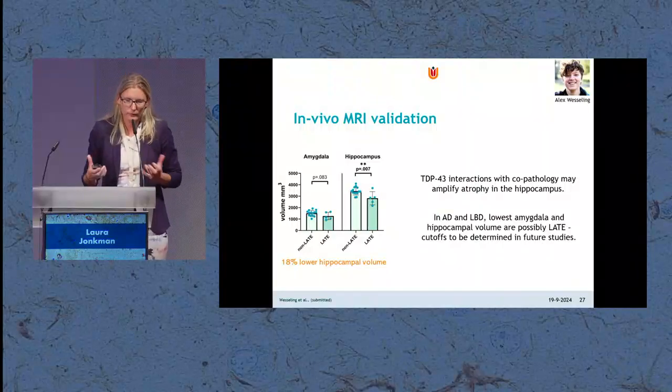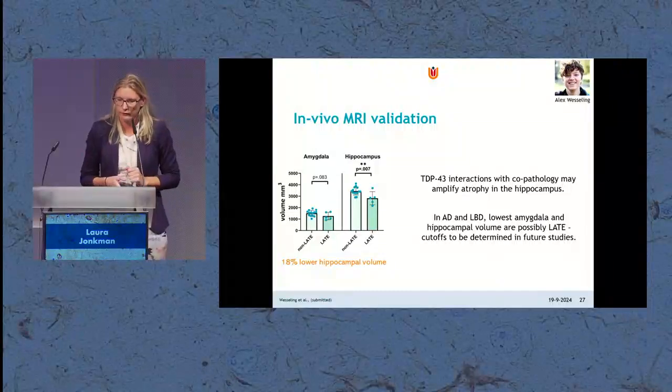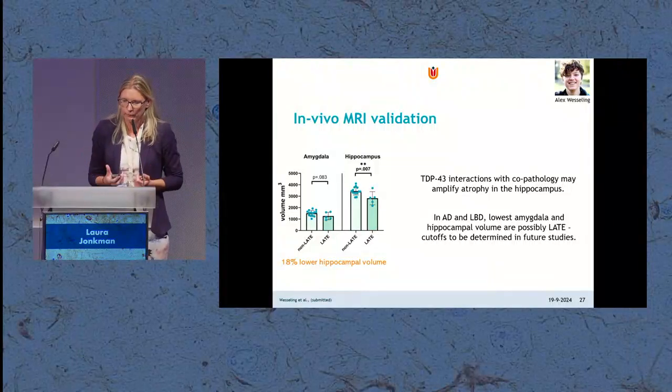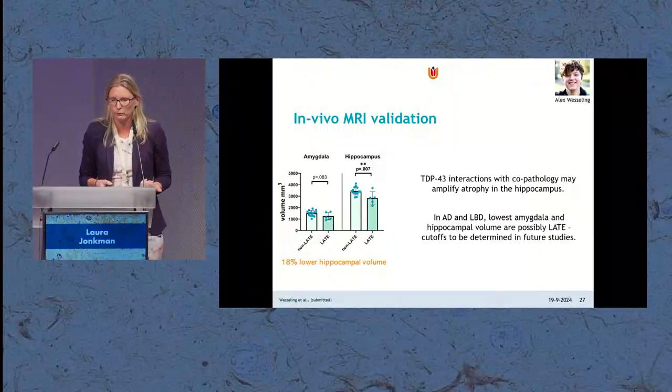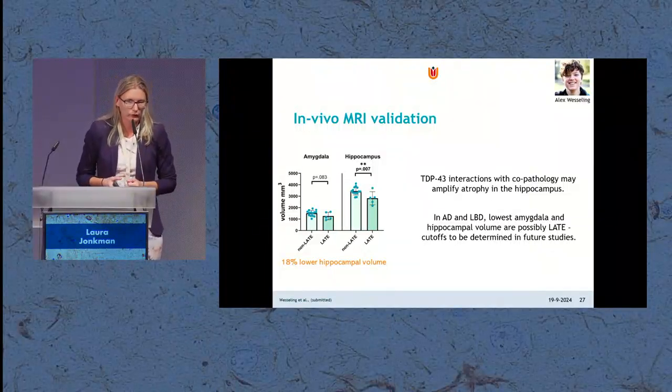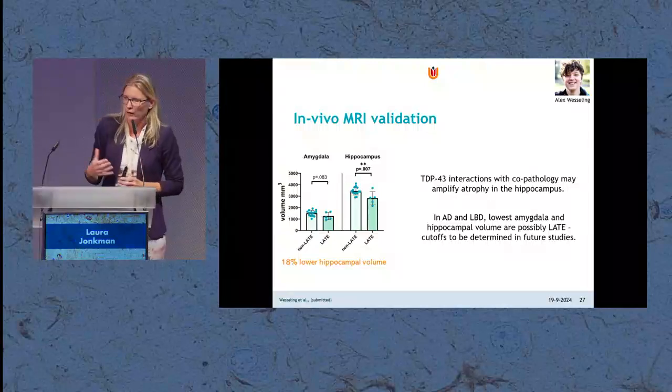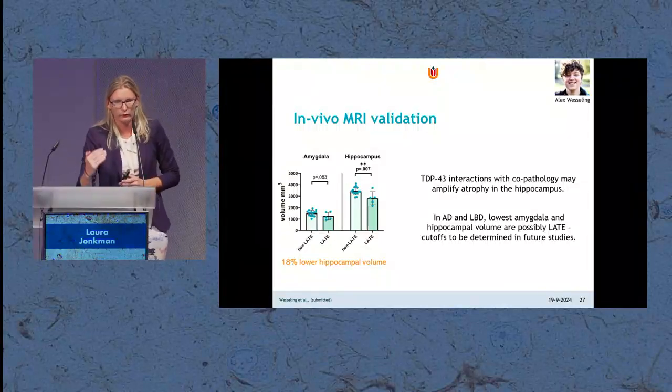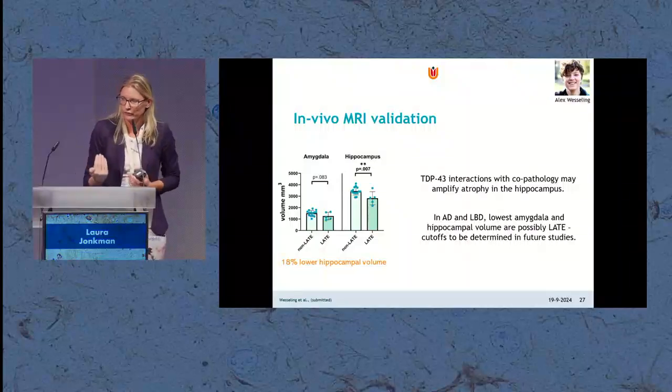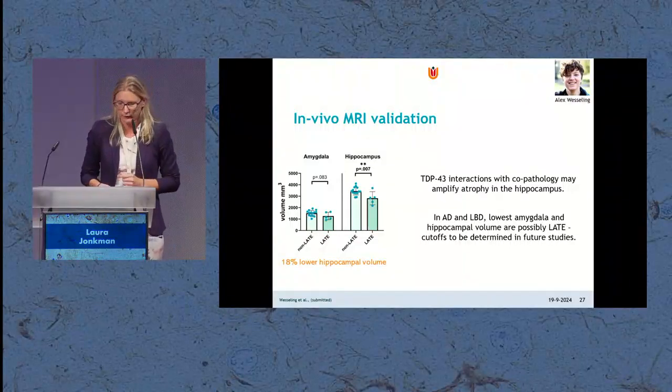So as a take-home message on this study, in AD and Lewy body disease, the amygdala and/or hippocampus may be a good marker for possible late diagnosis, although further studies are necessary towards some kind of cutoff on the lower percentage that may indeed indicate possible late disease.